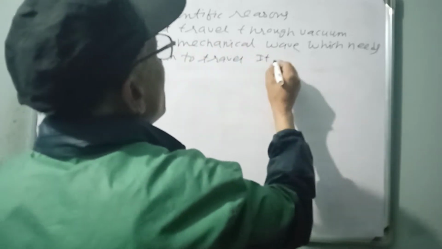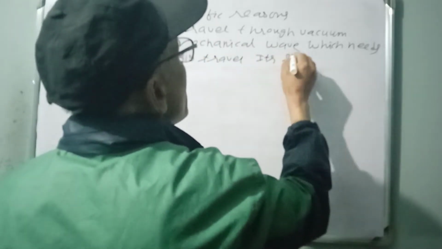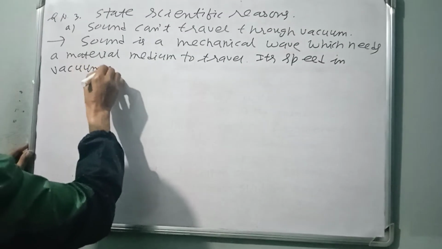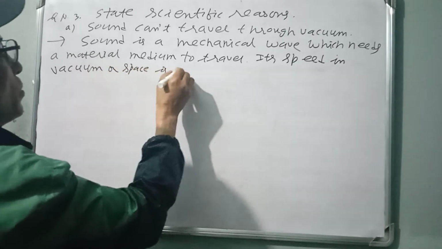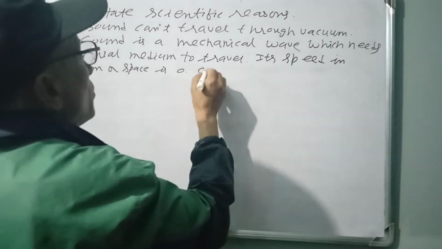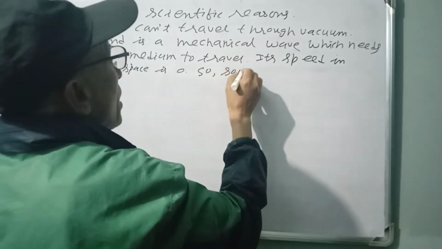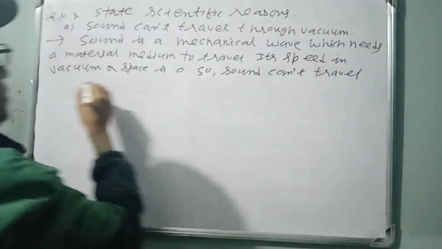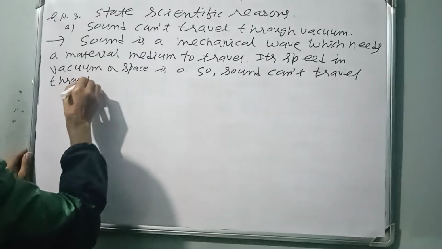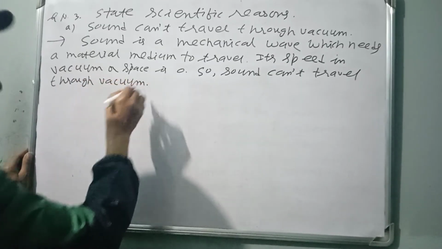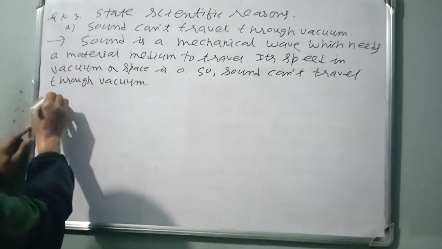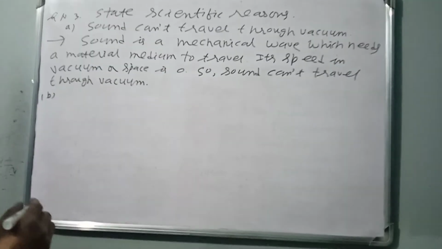Its speed in vacuum or space is zero. So you can write down, sound can't travel through vacuum. In the same way, to talk in space or on the lunar surface, we need an electronic device like a walkie-talkie. And other questions are there. Sound cannot travel through vacuum.